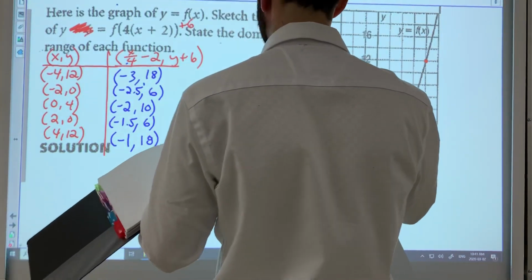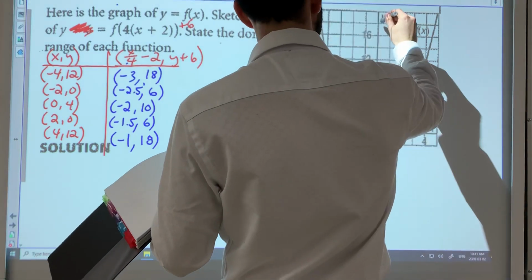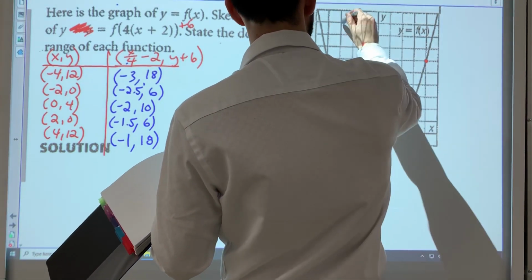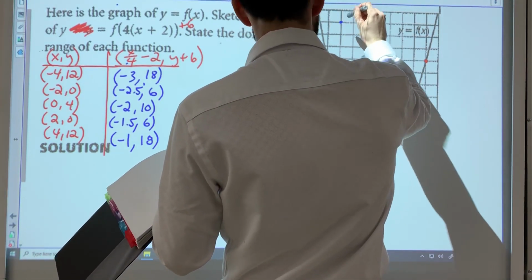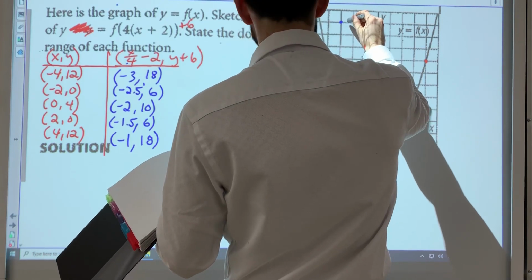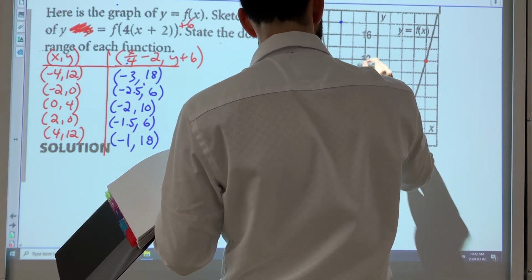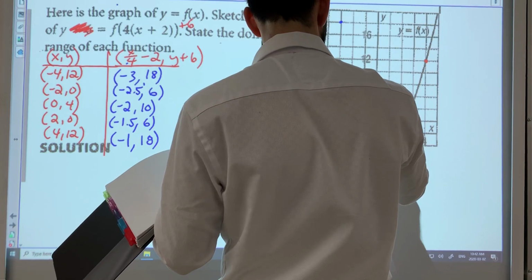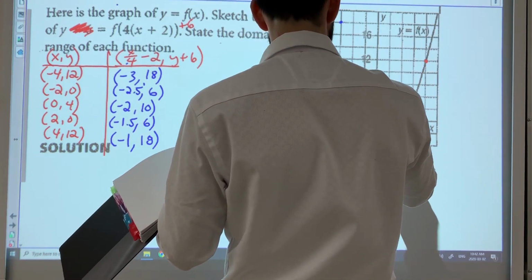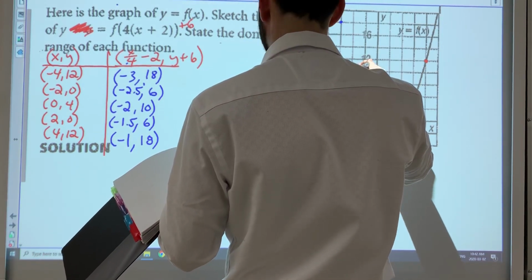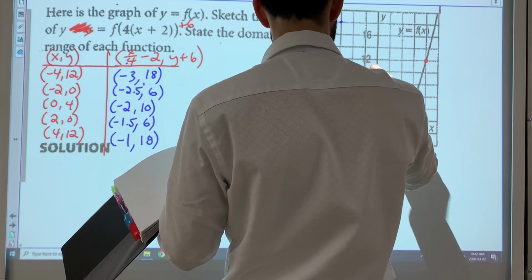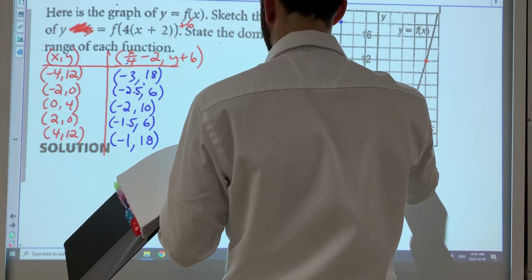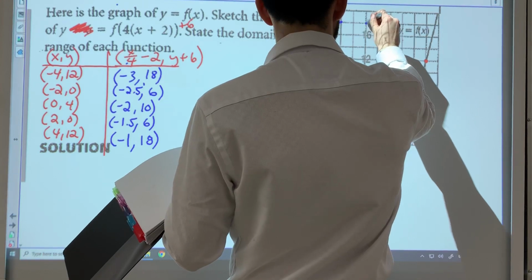So let's see, negative 3, 18. So that would be right here, this is 18, this is negative 3, so dot right there. And then negative 2.5, which would be right here, 6. So that would be 8, 6 would be right here. And then we go negative 2, 10, so that's right there. And then negative 1.5, 6, so that's back down here. And then negative 1, 18, there.